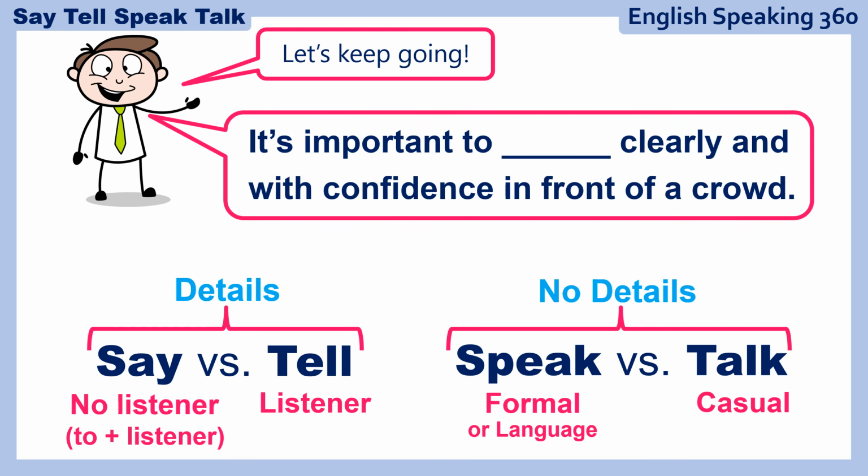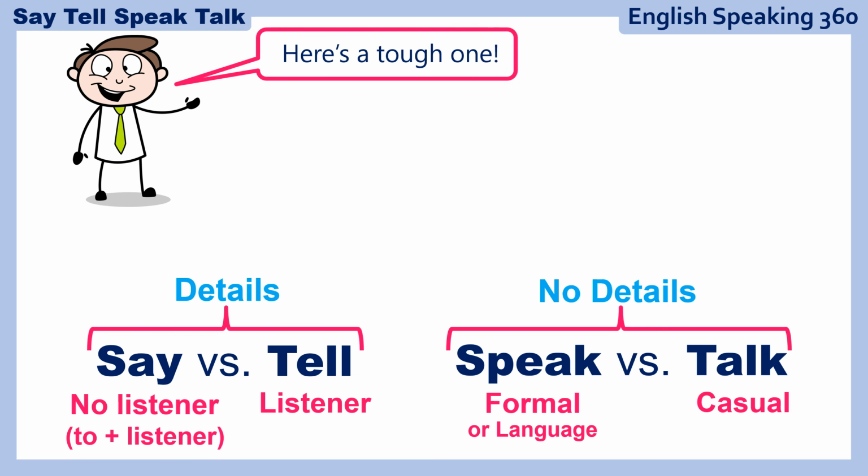It's important to [blank] clearly and with confidence in front of a crowd. There are no details, and it is about a formal presentation in front of a crowd. So, it's important to speak clearly and with confidence in front of a crowd.